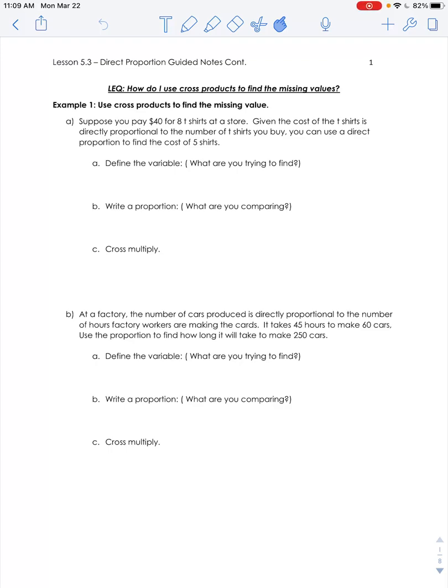So today we're going to talk about finding proportions. We're going to find missing numbers, and this will help us for the rest of the unit. So everything's going to be in word problems, so we do have to read everything super carefully so we know what we're comparing and what we're finding.